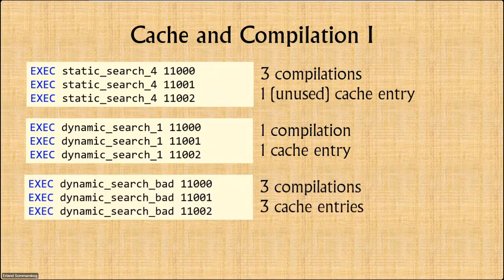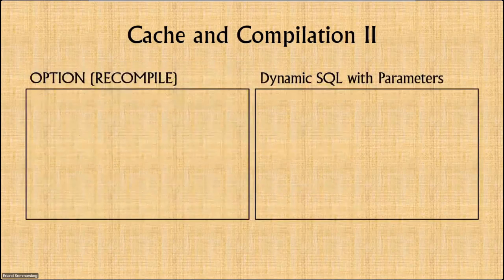And if I use dynamic search bad, I get the worst of both worlds. Three compilations and three cache entries loaded in the cache. That's also one reason this is bad. Here's another angle of it.